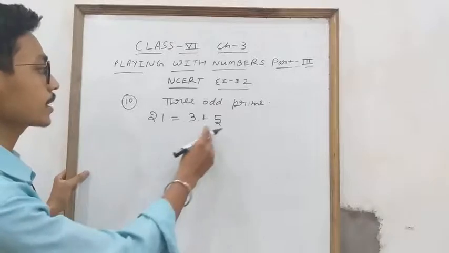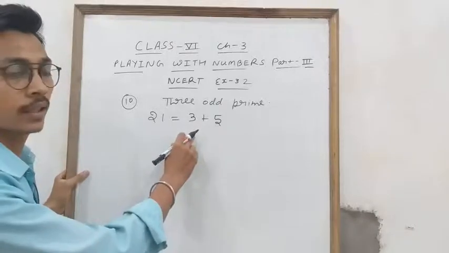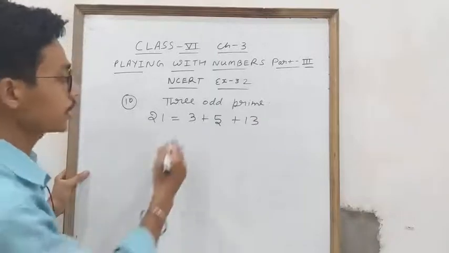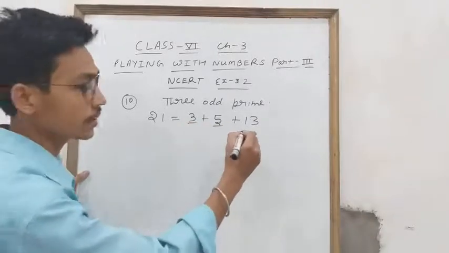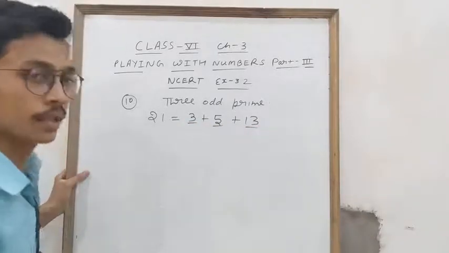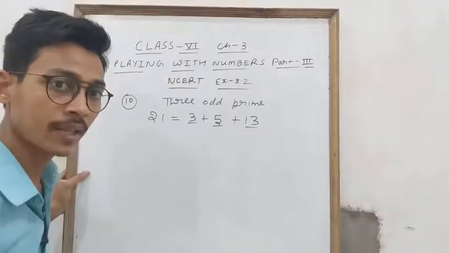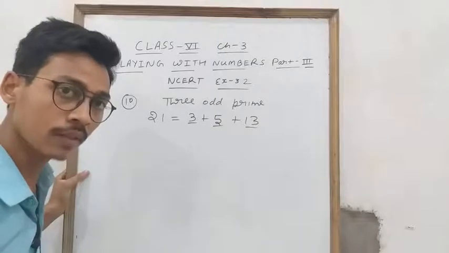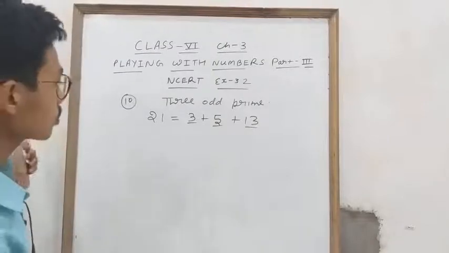Okay, 5 plus 3 is 8. Or what you can write down? 13. See, 3 is prime and odd, 5 is prime and odd, 13 is prime and odd. So these are the sum of 3 odd primes. Clear student? Next questions 31, 53, 61 are given, so you will do them yourself. Clear everyone? This is a very easy question.